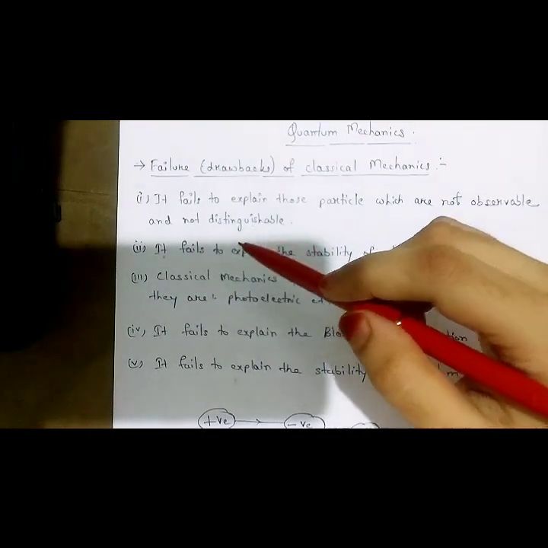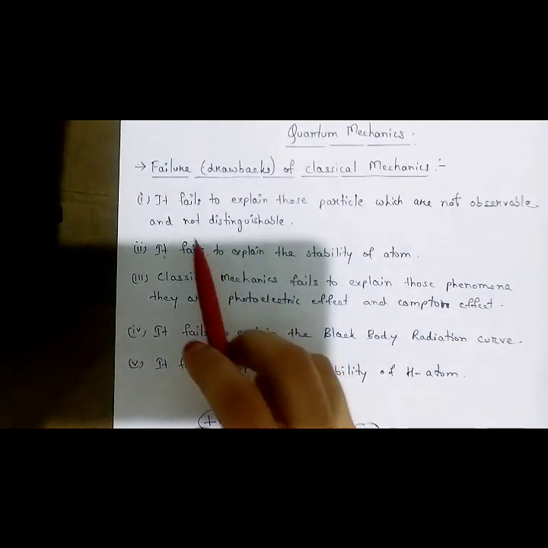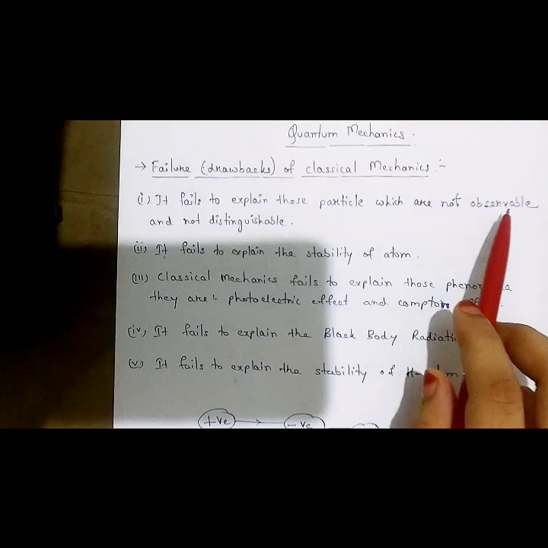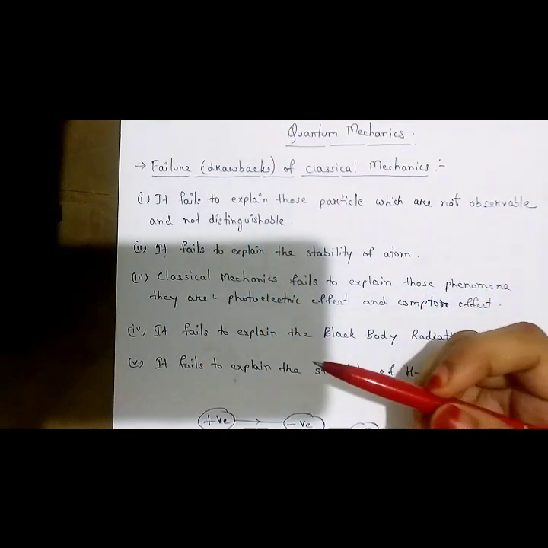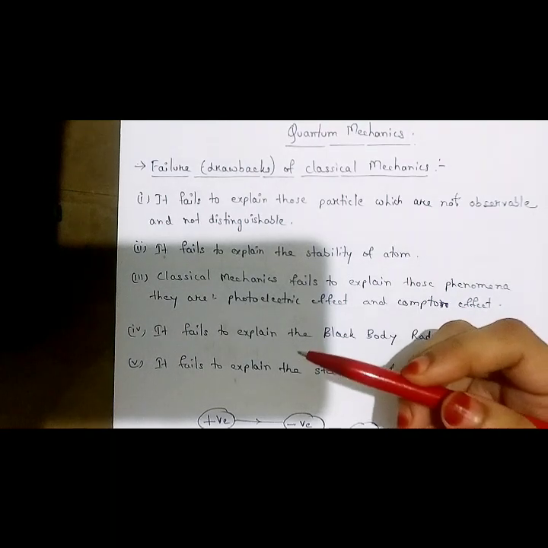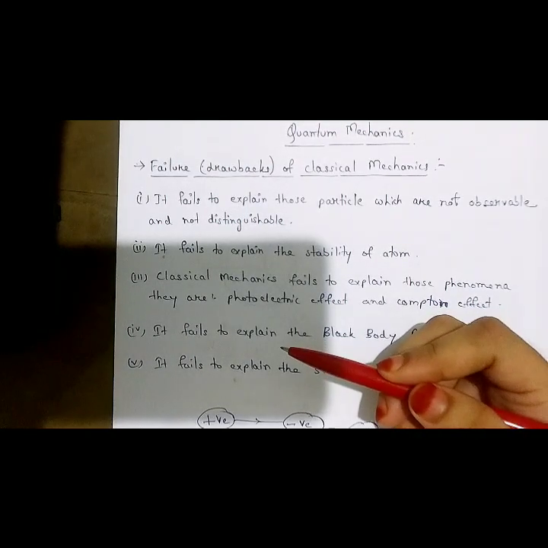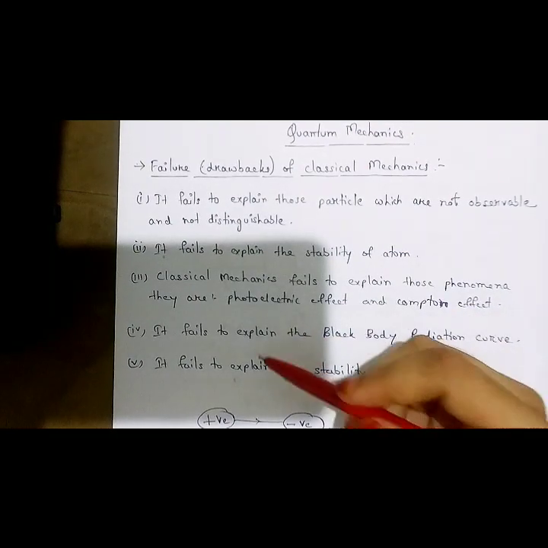Let's move to the points. The first point says that it fails to explain those particles which are not observable and not distinguishable. Classical mechanics can only successfully explain those particles or objects which are observable and distinguishable, meaning that we can differentiate them.